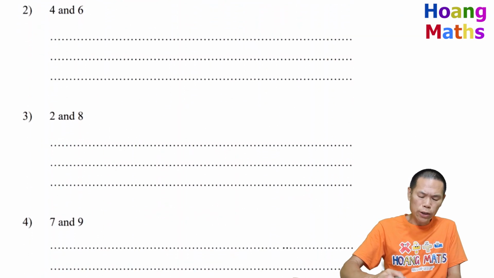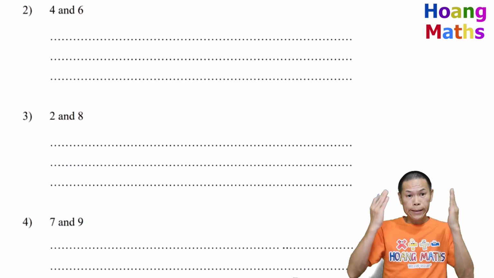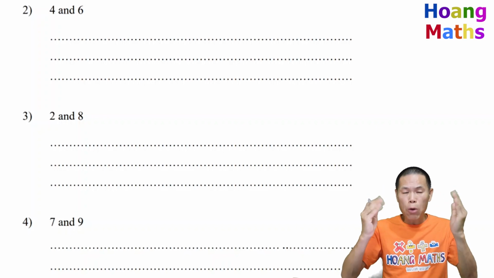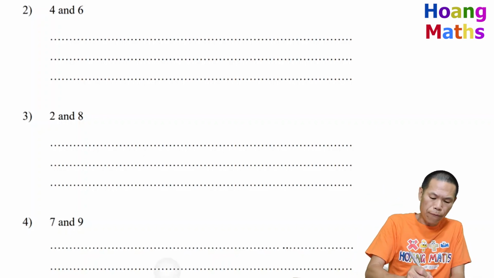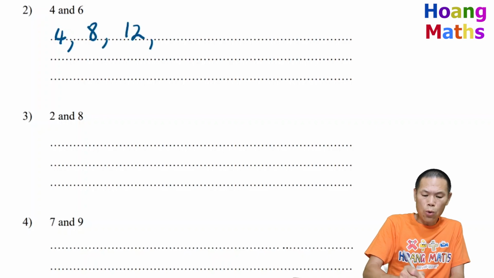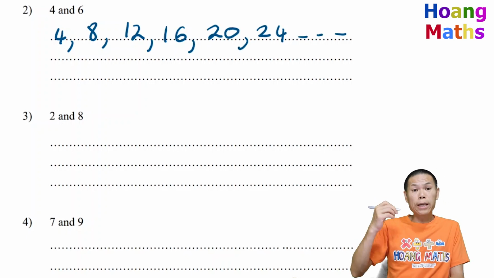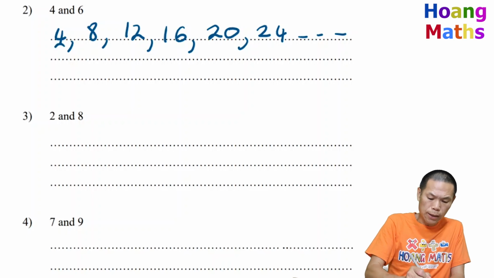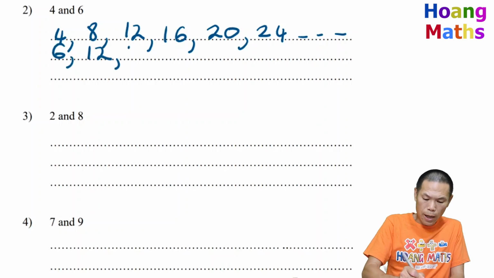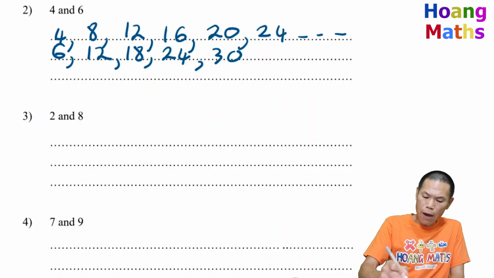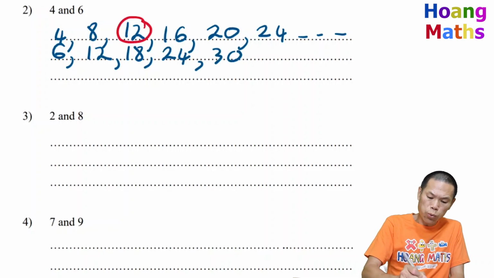Second one. To work out the lowest common multiple of 4 and 6, we list the multiples of both numbers first. So we have 4, 8, 12, 16, 20, 24, and so on. For 6, the multiples are 6, 12, 18, 24, 30. And the common multiples are 12 and 24.